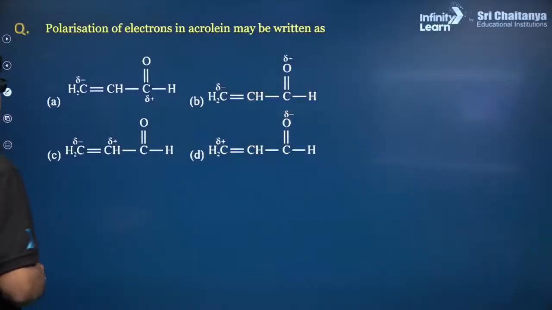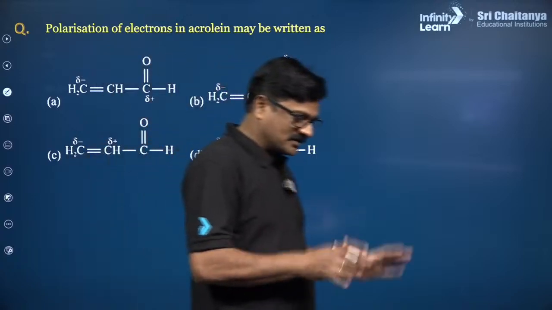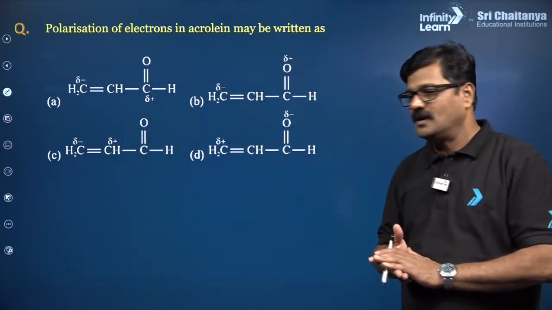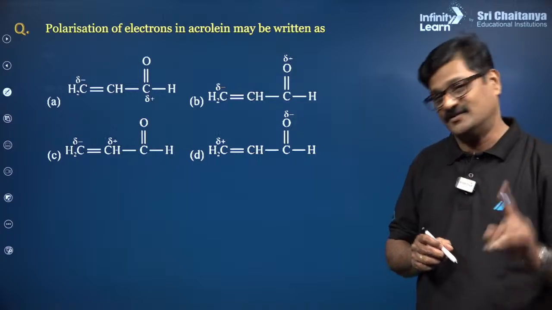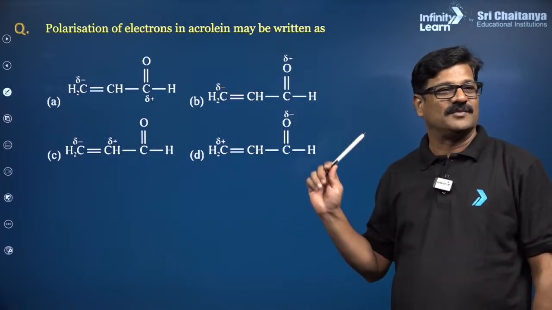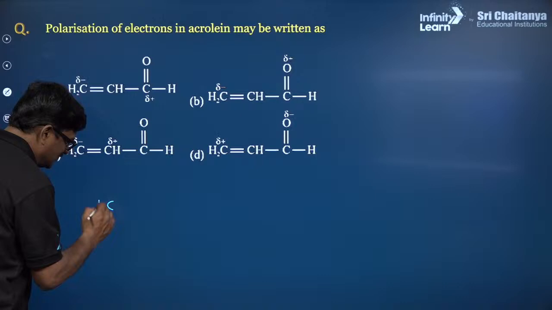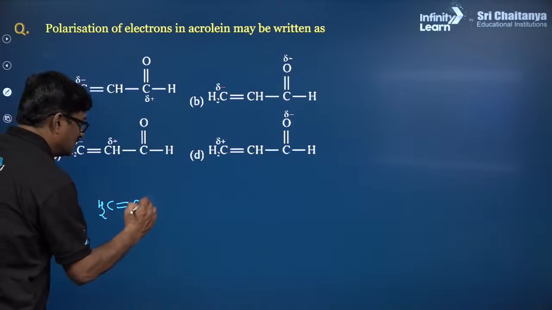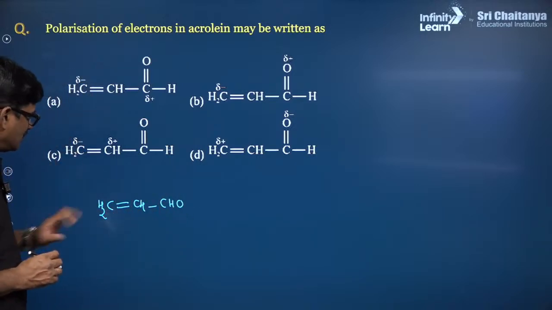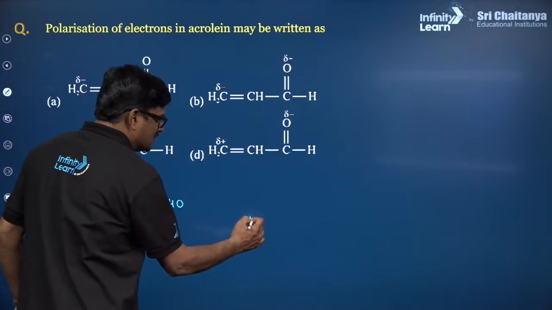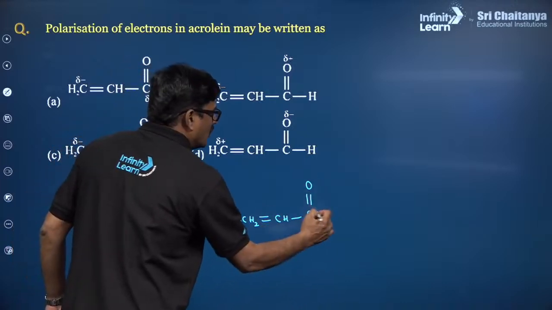Here, bacho: the polarization of electrons in acrolein may be written as. So different structures are given. I just want to give more emphasis on resonance, aromaticity, acid-base strength and isomerism in today's class. Ready? Now, what is acrolein? Acrolein is nothing but CH2=CH-CHO. This is called acrolein. In this structure, you just zoom in, you are going to have CH2=CH and C=O and H.